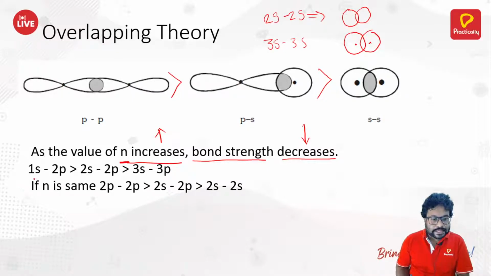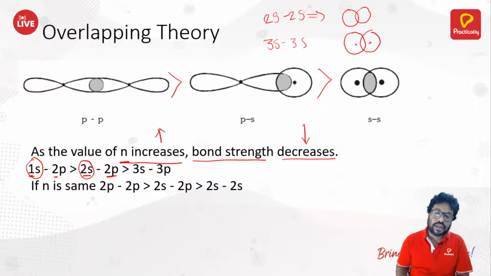You can clearly see here 1s 2p. So in 1s 2p, the n is smaller, then you have 2s 2p. Now in 2s 2p, why is it weaker than 1s 2p? Because in both these cases 2p is constant. Then what is the deciding factor? 2p is not the deciding factor. Now the deciding factor is 1s. Here it's 1s, here it is 2s.